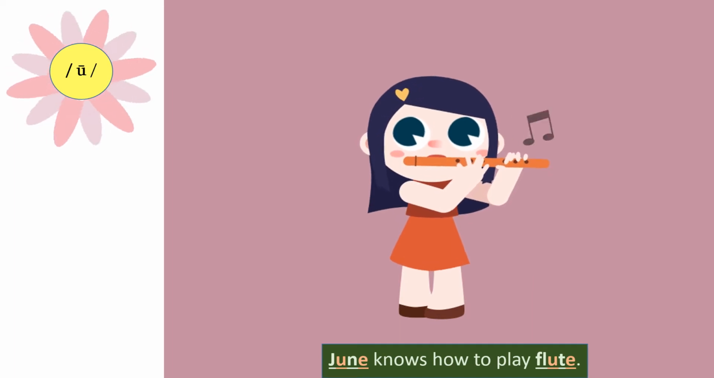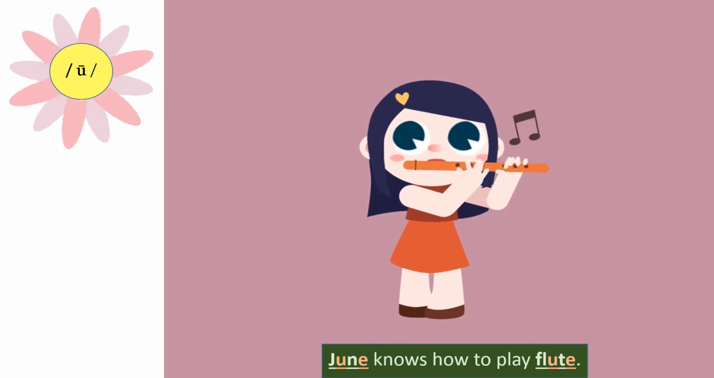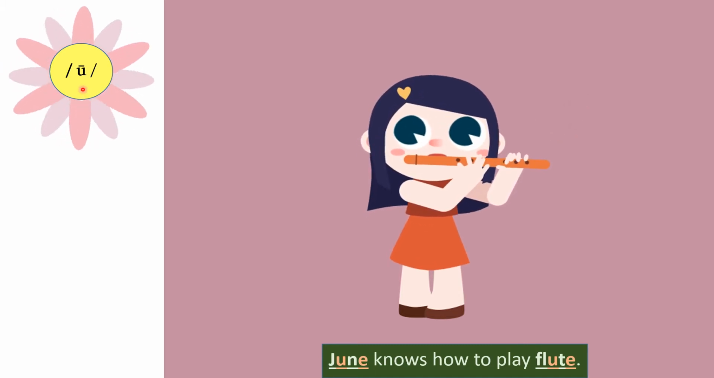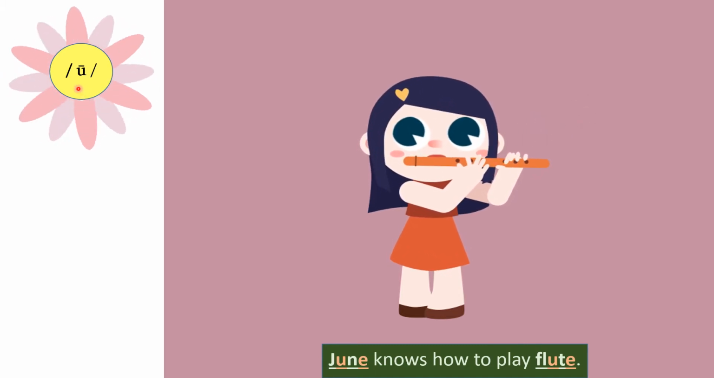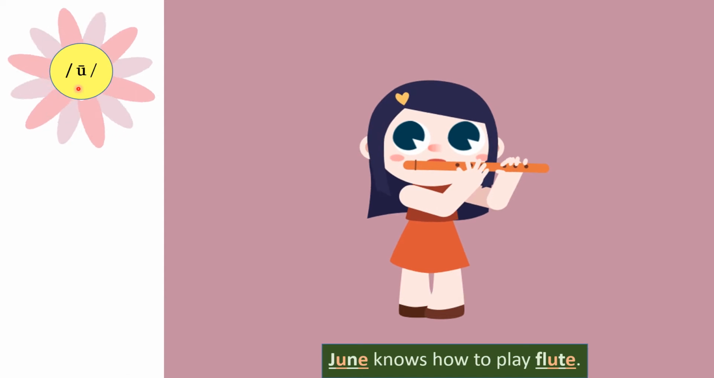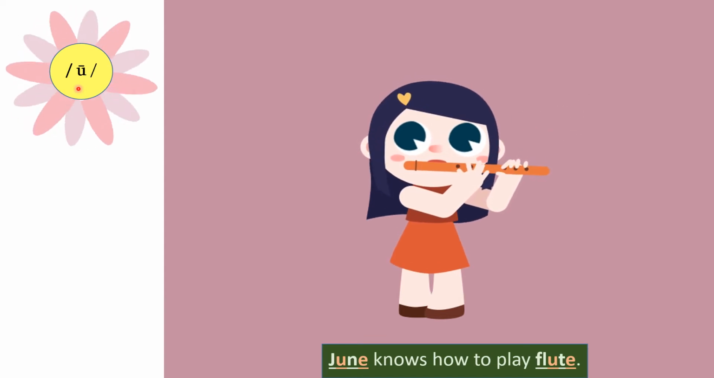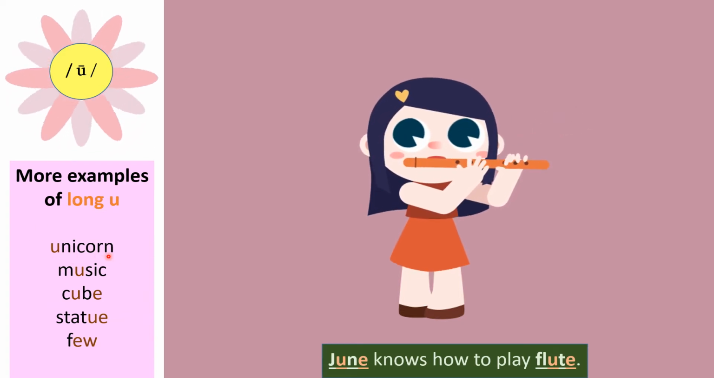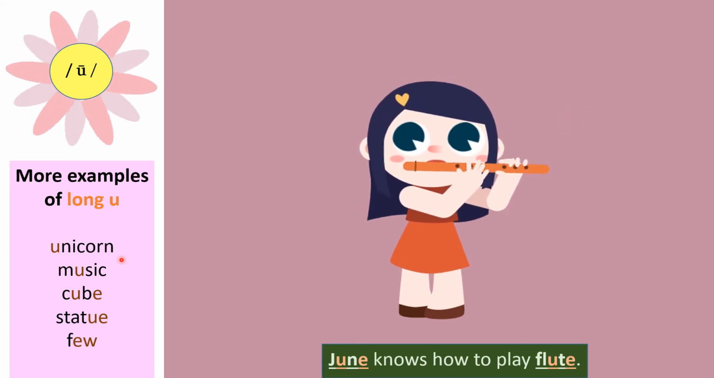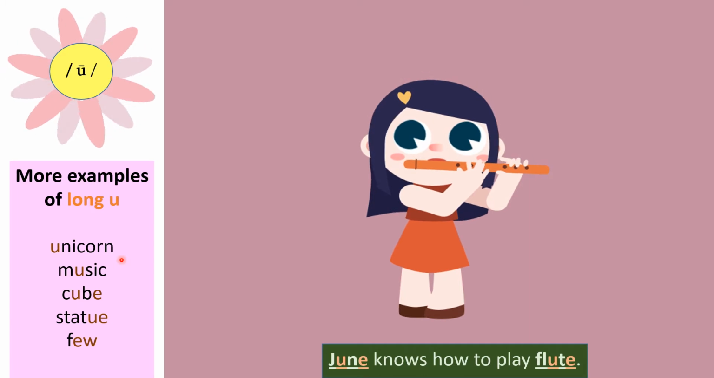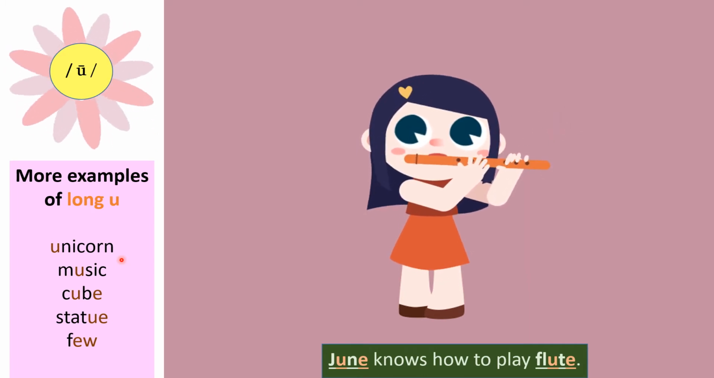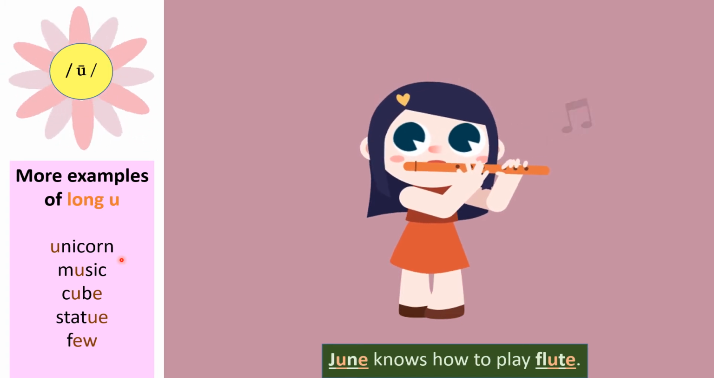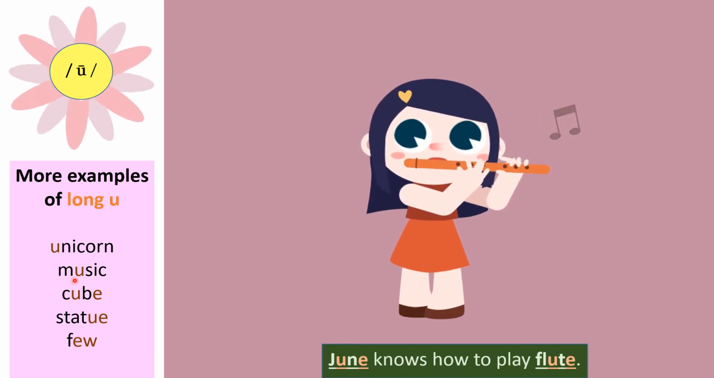Now let's move on to the next pronunciation symbol for vowels, the symbol of long U. And this symbol has a sound of U. It's the same sound with the letter U. U as in unicorn. Now, there are several ways on how to spell the long U sound. In some words of more than one syllable, you just need the letter U, for example, in the word music.